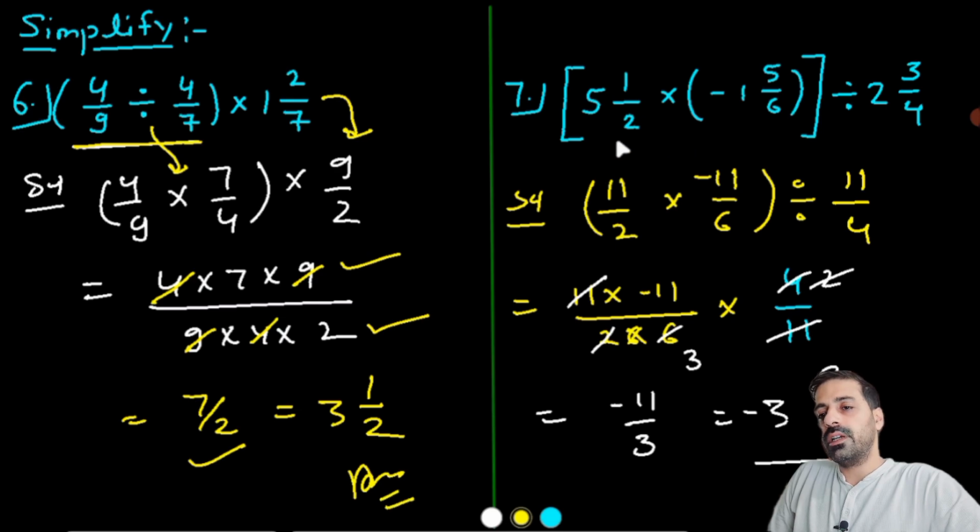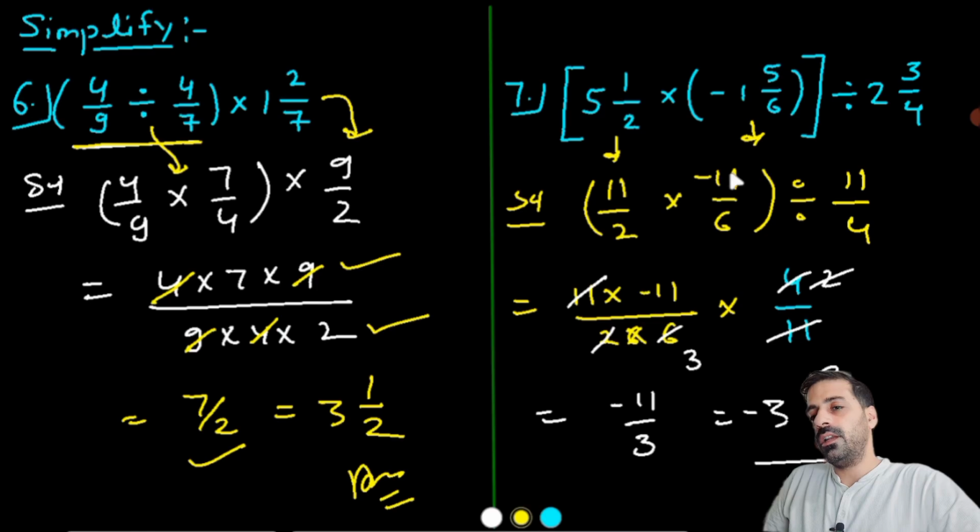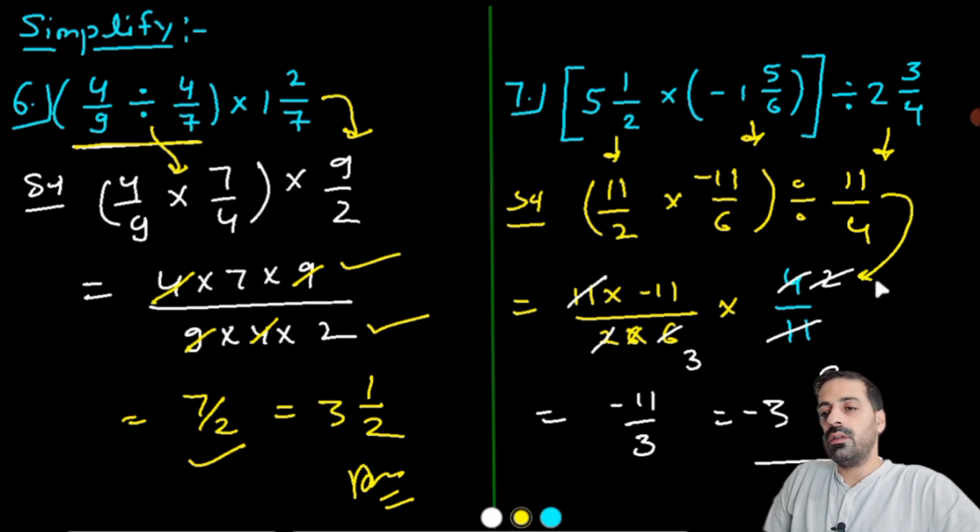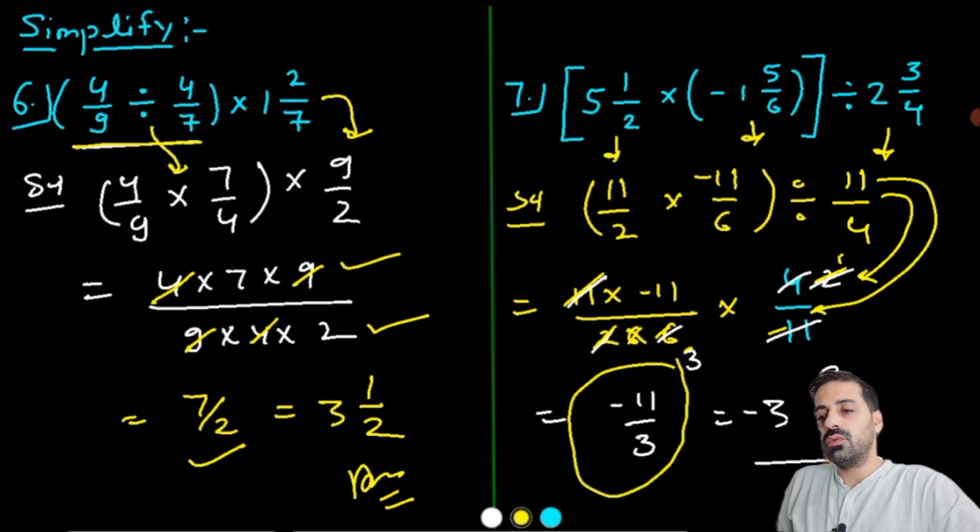Now here open the mixed fraction, we have 11 upon 2, open this mixed fraction, we have negative 11 upon 6. Now open this mixed fraction, we have 11 upon 4. Now multiply the numerators, and the reciprocal of this, 4 will become numerator and 11 will become denominator, and now cancel out, 11 1 ja 11, 11 1 ja 11, 2 1 ja 2, 2 2 ja 4, and 2 1 ja 2, and 2 3 ja 6, so we have negative 11 upon 3, and the final answer is negative 3 and 2 by 3.